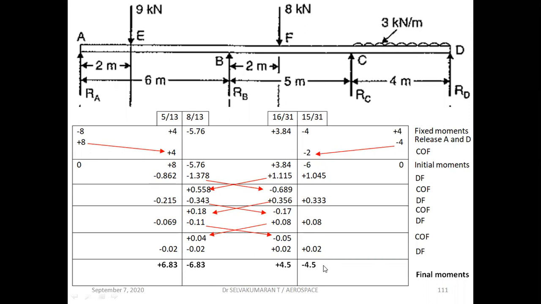So MB is equal to plus 6.83 clockwise for BA. For BC, MB is nothing but minus 6.83 kilonewton meter, which is anti-clockwise. Similarly, MC is plus 4.5 for span CB, and for span CD it is minus, anti-clockwise, so minus 4.5 kilonewton meter.